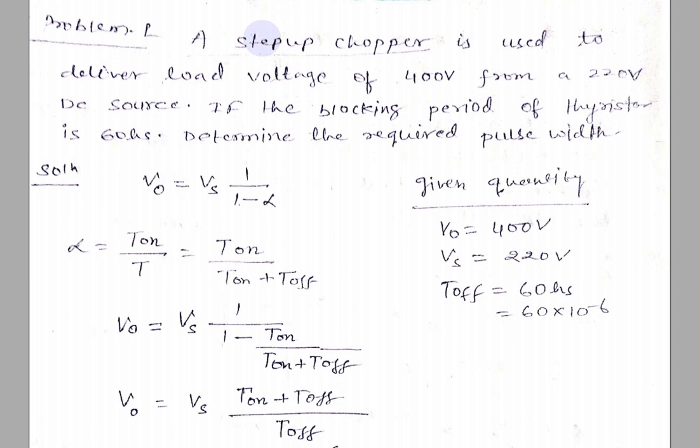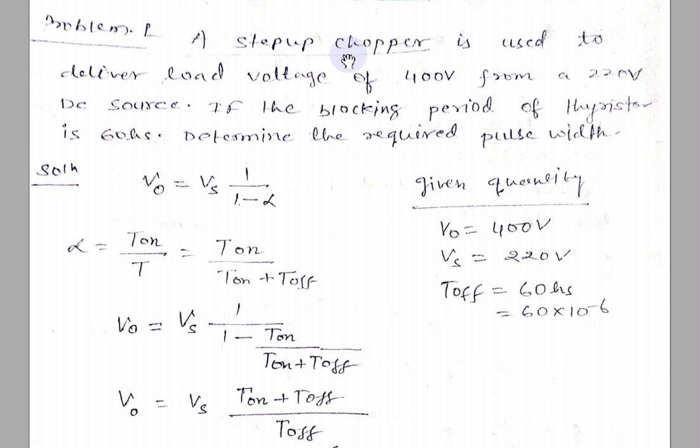In the last few sessions we have already covered the DC-DC converter. So before starting the new unit, we will discuss some numerical problems on the basis of chopper. This is problem 1 on the step-up chopper. A step-up chopper is used to deliver a load voltage of 400 volt from a 220 volt DC source. If the blocking period of the thyristor is 60 microseconds, determine the required pulse width.